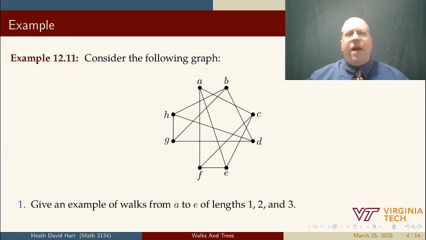So let's look at this graph. This is example 12.11 in the Joy Morris textbook. Give an example of walks from A to E of lengths 1, 2, and 3. A walk from A to E of length 1 is this walk right here.